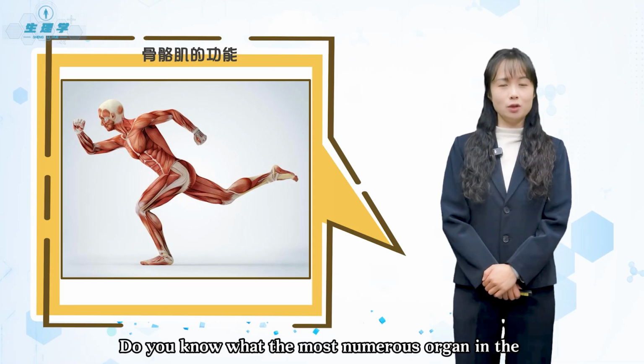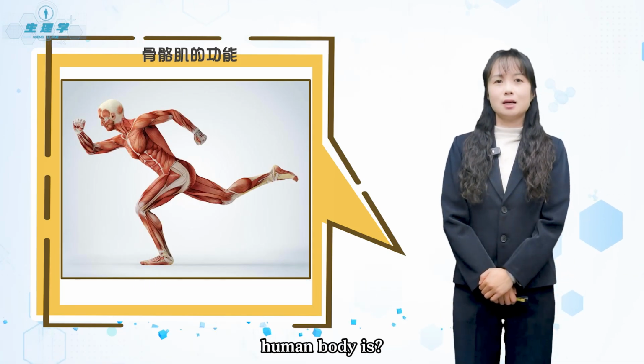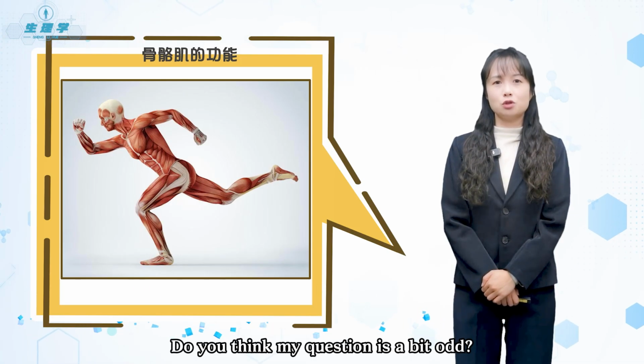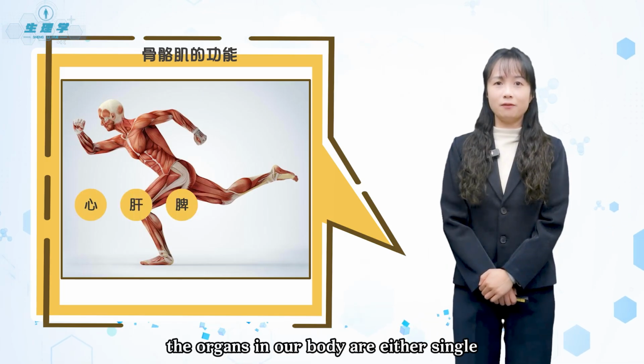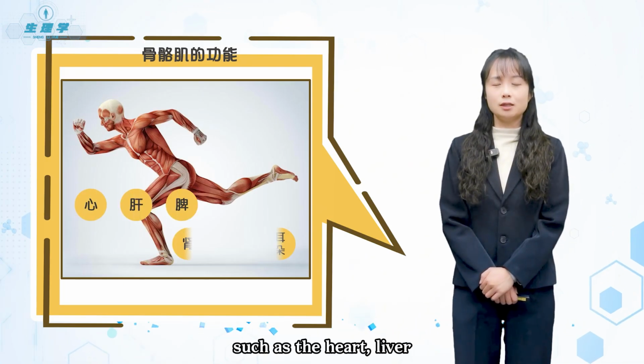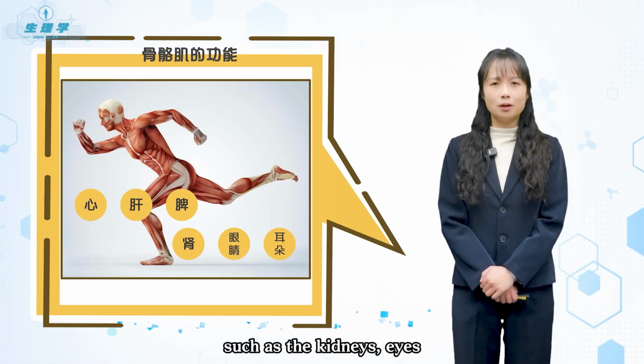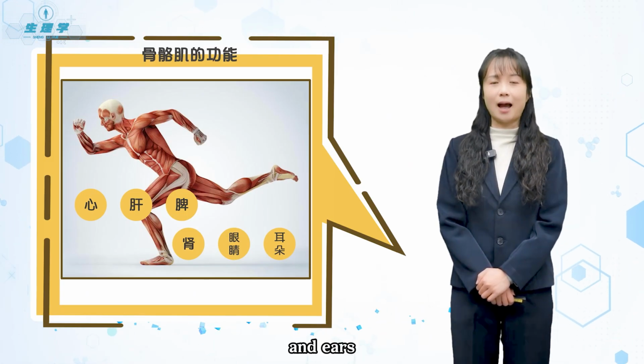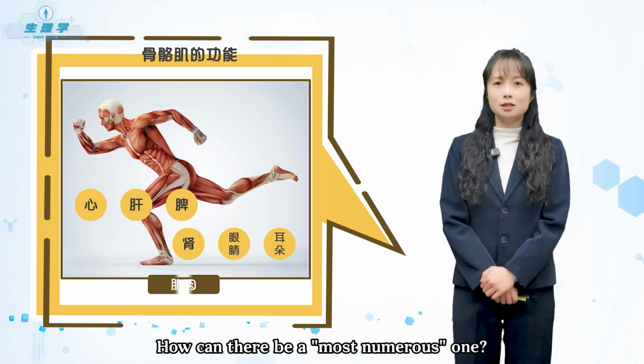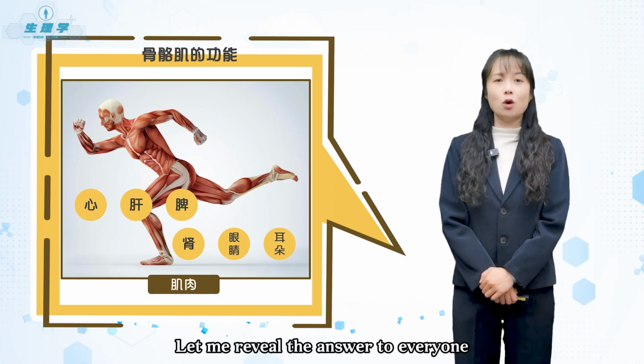Do you know what the most numerous organ in the human body is? Do you think my question is a bit odd? You must be thinking, the organs in our body are either single, such as the heart, liver, and spleen, or paired, such as the kidneys, eyes, and ears. How can there be a most numerous one? Let me reveal the answer to everyone.